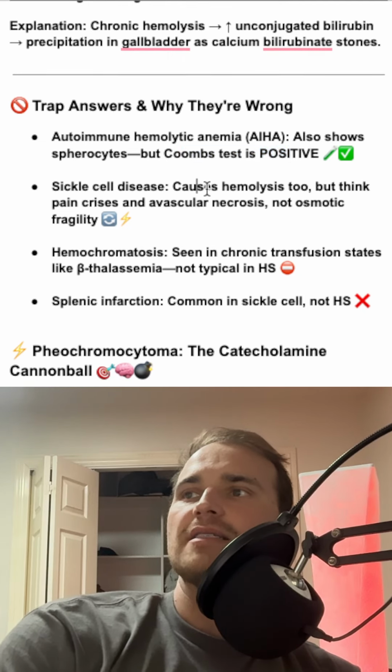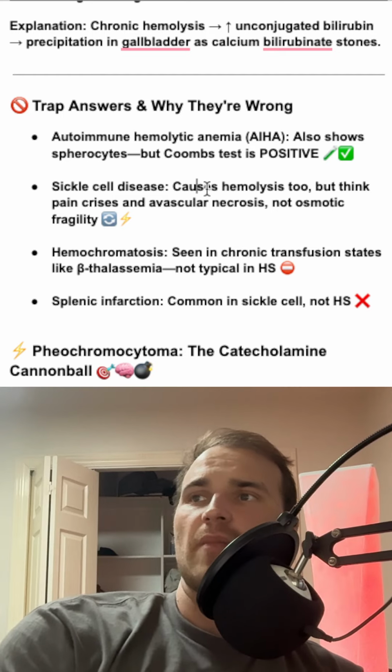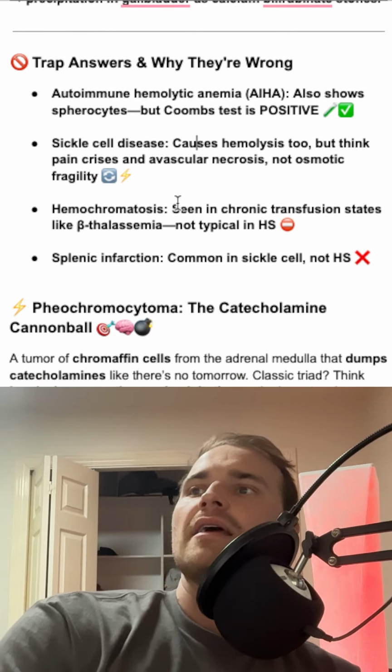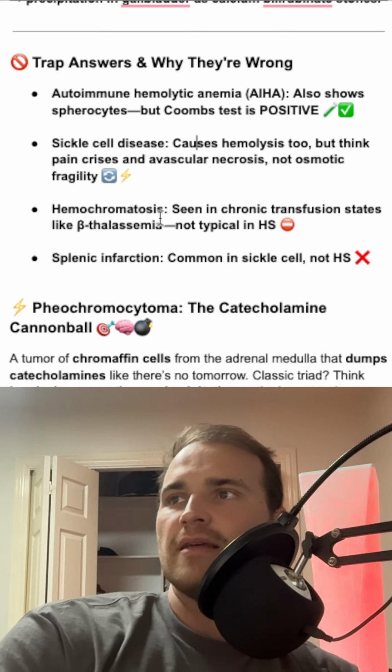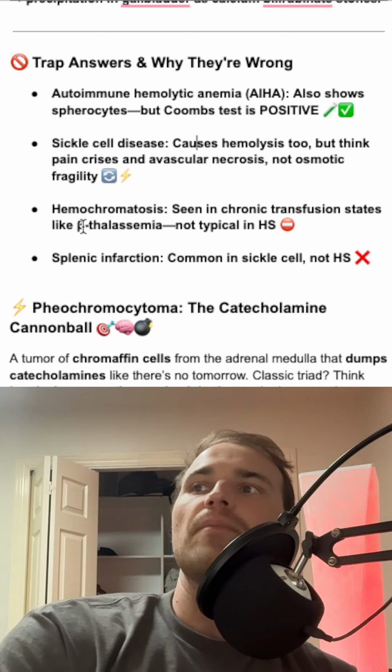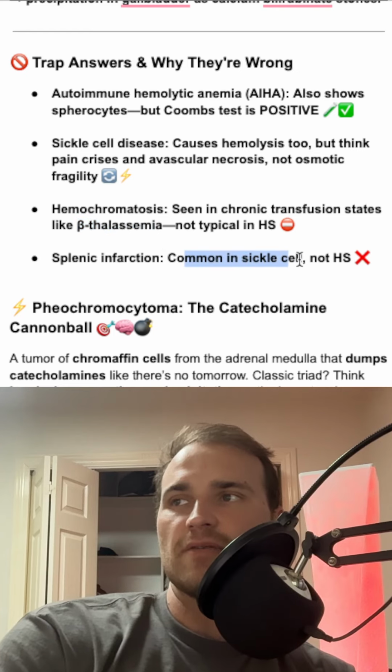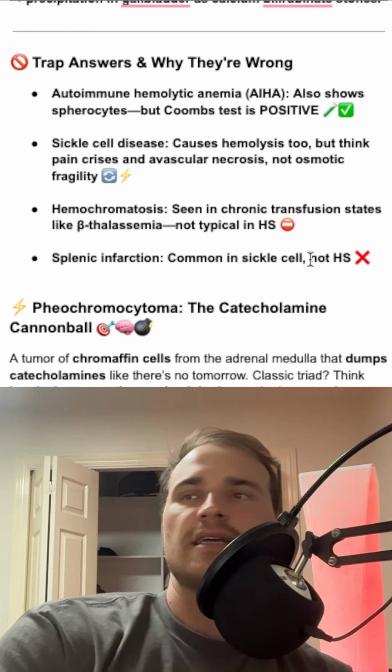Sickle cell causes hemolysis as well, but think pain crisis and avascular necrosis, not as osmotic fragility. Hemochromatosis, that's just iron stuff. That's chronic transfusion states like beta thalassemia. Splenic infarction is common in sickle cell, but not hereditary spherocytosis.